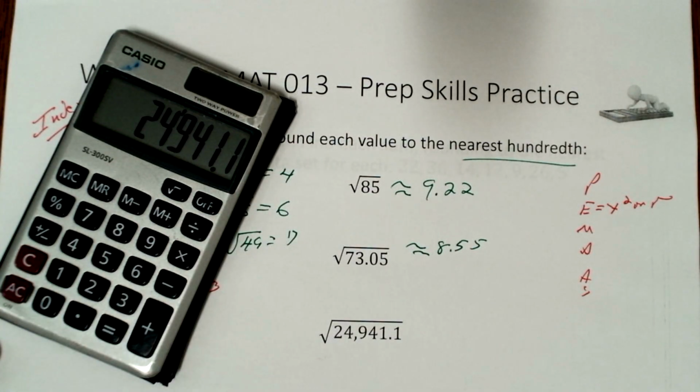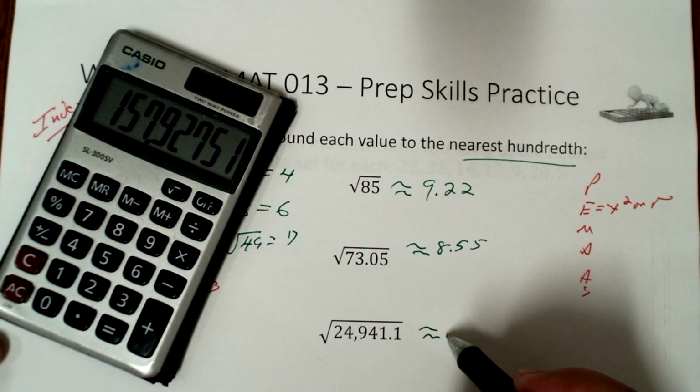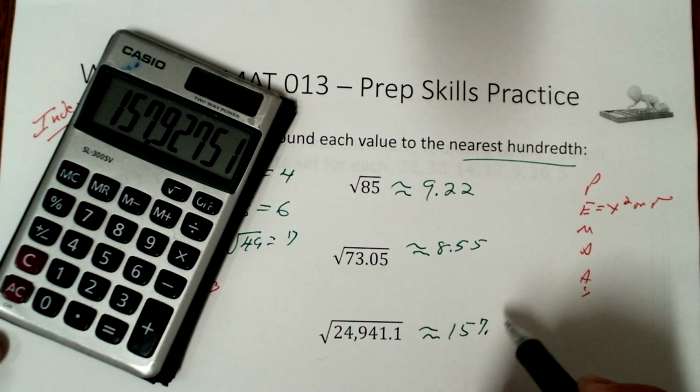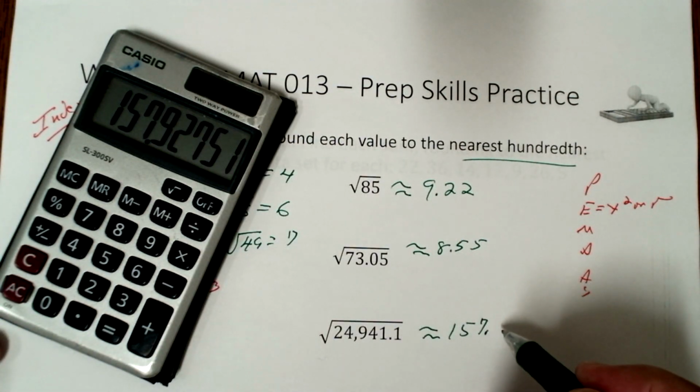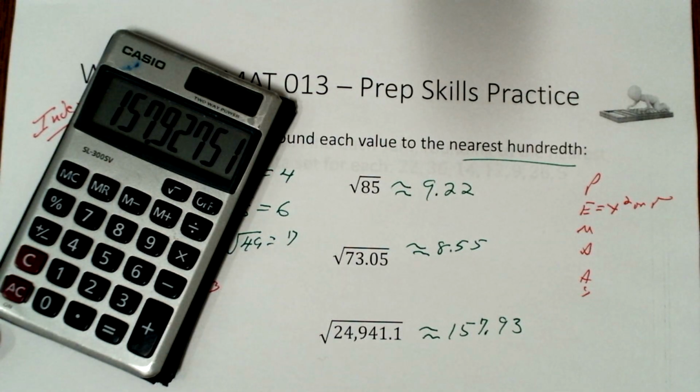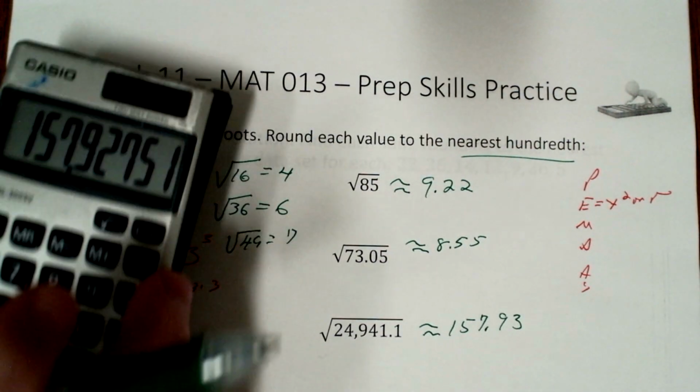24,941.1. Rounded to the hundredths position, the second decimal place, 157. And the 2 is in the hundredth spot. The number beside it is 5 or greater, so we would round that up to 93. So the square root of 24,941.1 would be approximately 157 and 93 hundredths.